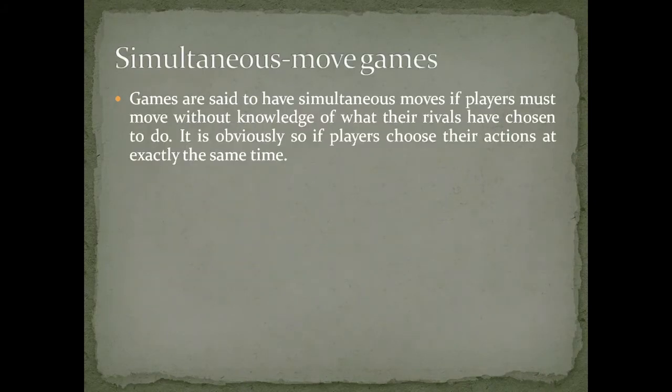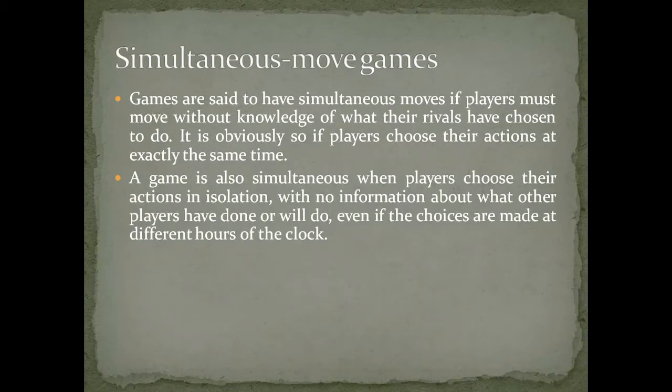Now let us start. What do we mean by simultaneous move games? As the name suggests, games are said to have simultaneous moves if the players involved move or take action without the knowledge of what their rivals have chosen to do. That's exactly why it's called simultaneous. When you're playing a game, whatever game it might be, the people you're playing with are not aware of the move that you're going to make, and neither are you aware of the moves that are going to be made by your opponents.